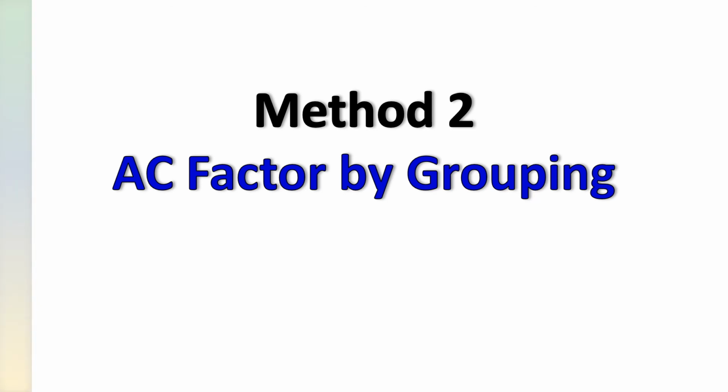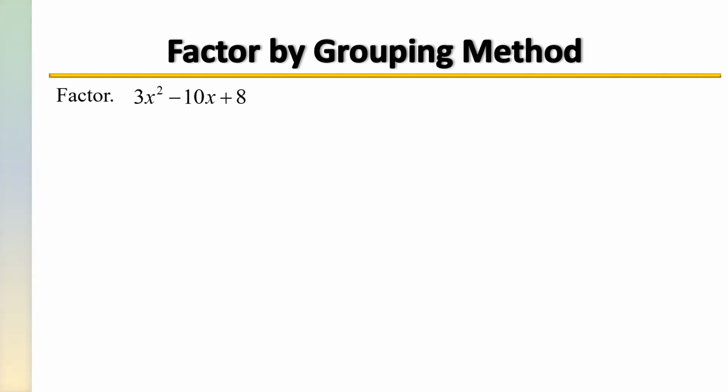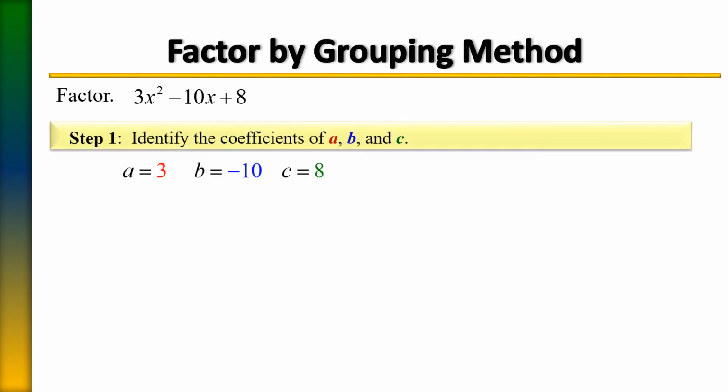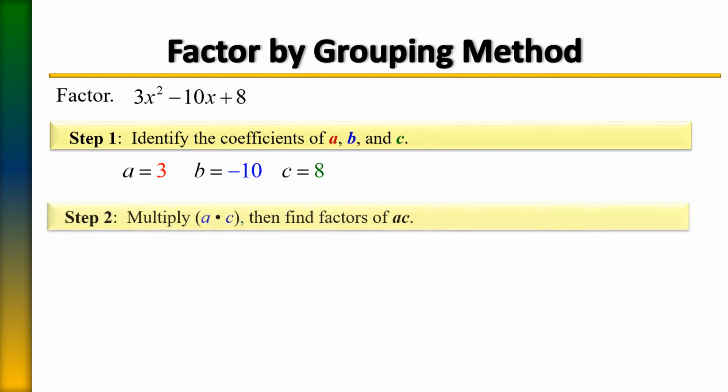Next method is the AC factor by grouping. With the AC factor by grouping method, you're going to start out by first identifying the coefficients of the three terms. So the coefficient of the first term, we call that A, and it's 3. So A is 3. The coefficient of the second term, we call that B. So B is negative 10. And the coefficient of the last term, we always call that C. So C is 8. Again, A is 3, B is negative 10, and C is 8. So once you identify their coefficients, the next thing you're going to do is multiply A and C together.